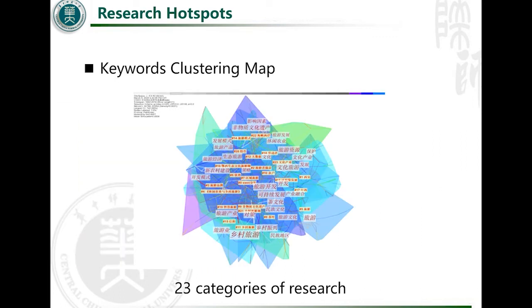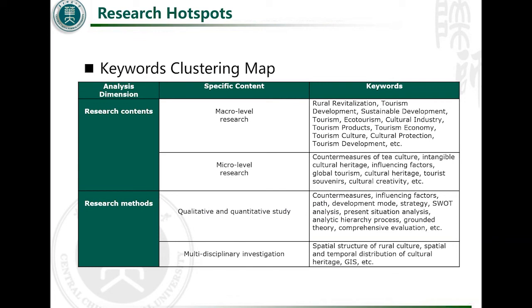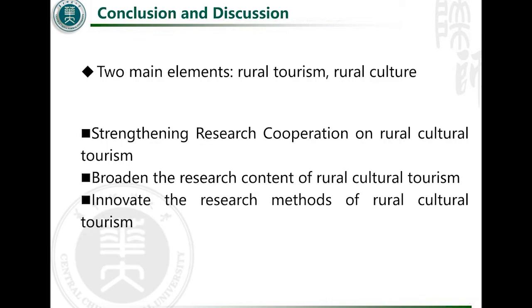And then we used cluster mapping and obtained 23 categories, and we divided them into 4 dimensions of research content: macro level research, quality and quantity study, and multidisciplinary investigation. And in the paper, we follow the 4 parts to explore the relevant papers. Finally, after the analysis, we know the 2 main elements: rural tourism and rural culture.